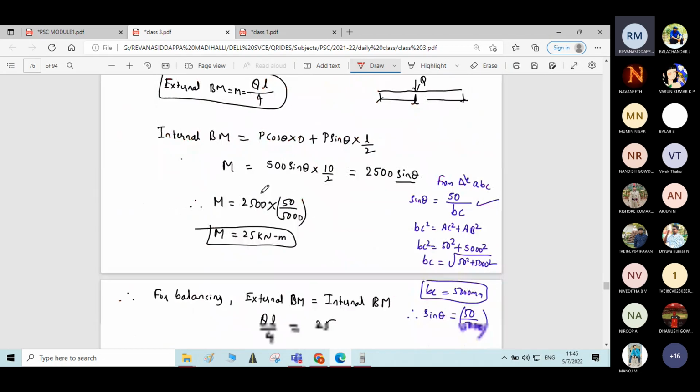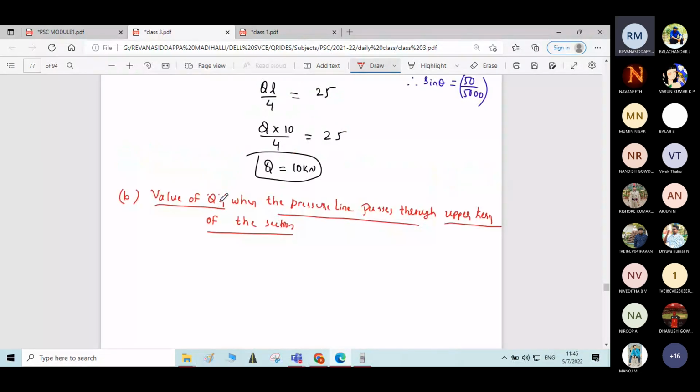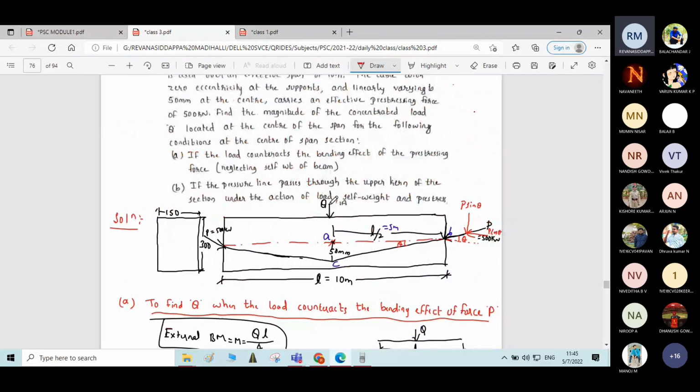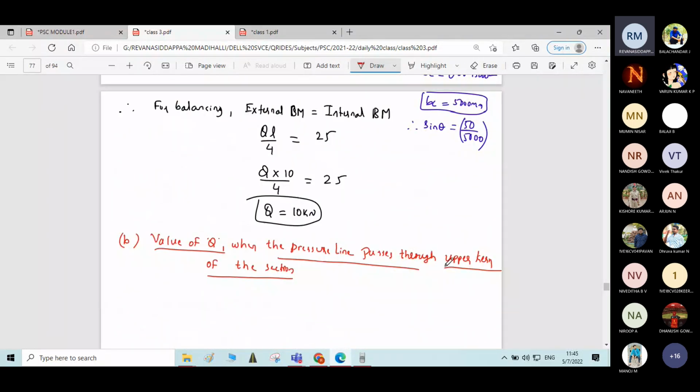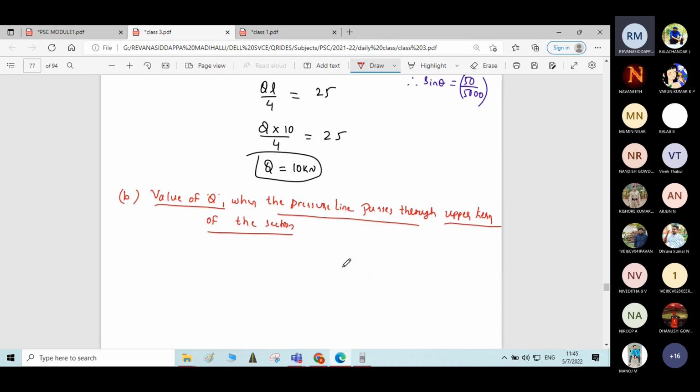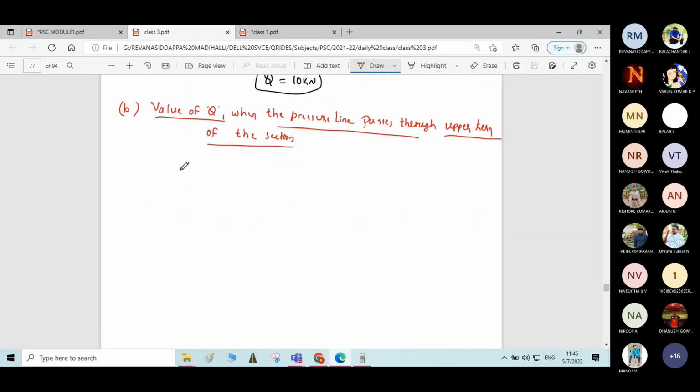Moving to the question, we have to find the magnitude of the concentrated force Q when the pressure line passes through upper kern of the section. If the pressure line passes through upper kern of the section, it means the resultant tensile stress is 0. Simple, students, remember. If it says that the pressure line passes through upper kern or lower kern, it is understood that resultant tensile stress is equal to 0. I hope you all understood about this kern. If you need any clarification, you can ask.